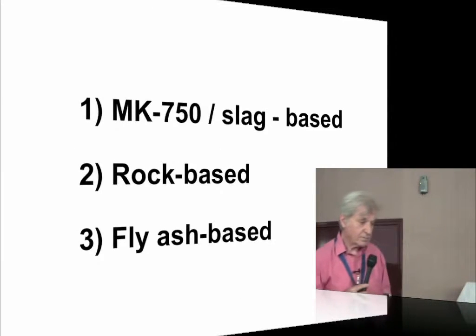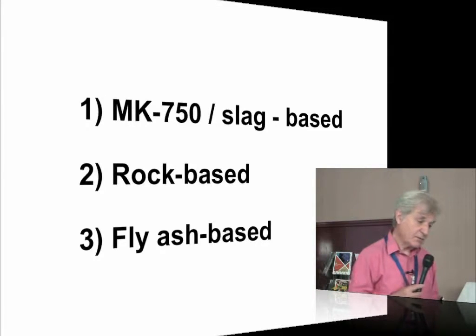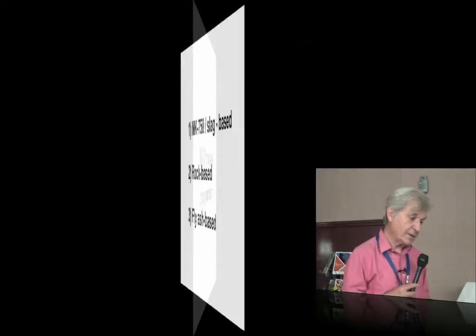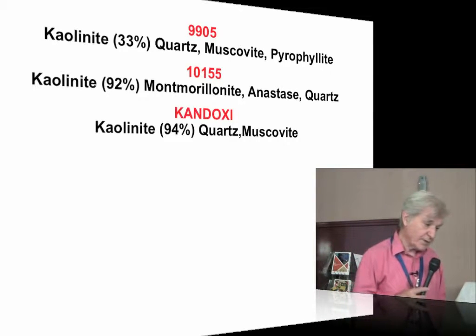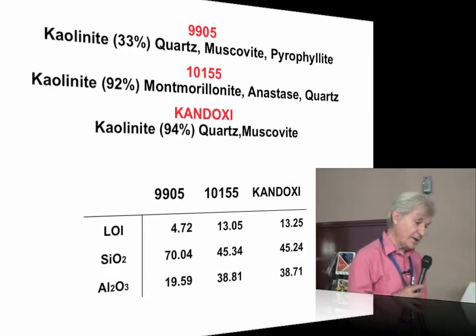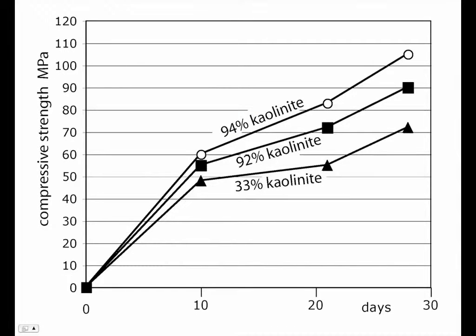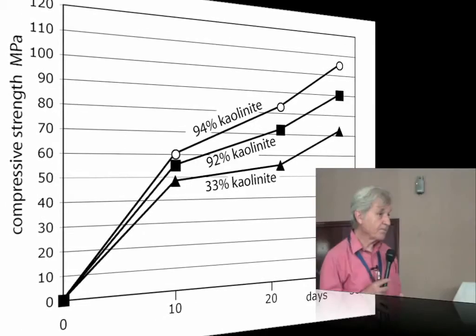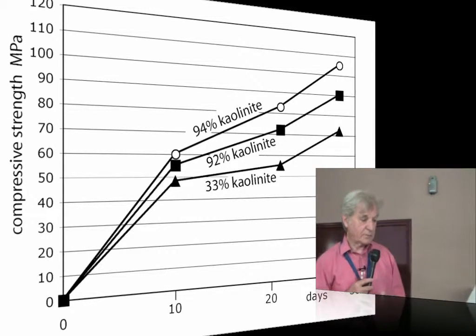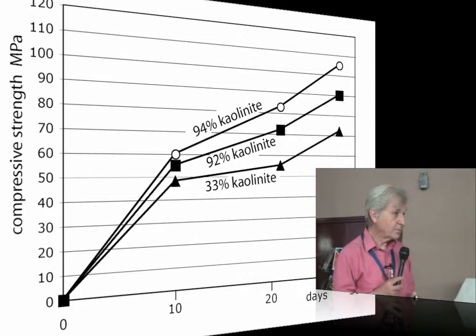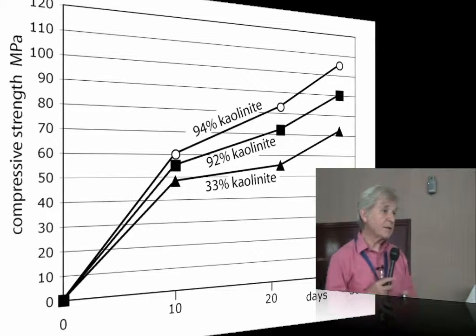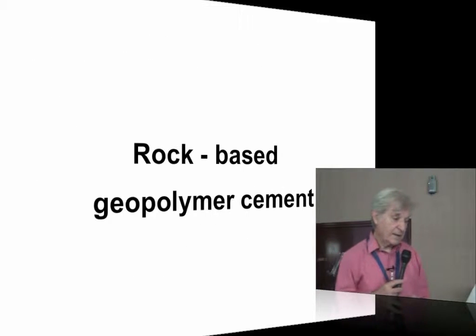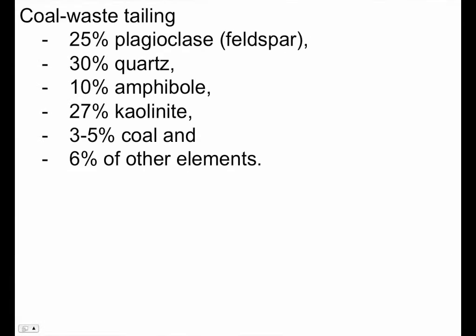So we know we have metakaolin slag-based, rock-based, and fly ash-based, so far three systems. The metakaolin slag-based geopolymer cement, I showed you the three examples where we have a low content of kaolinite and provide, even with 33% of kaolinite, strength as high as 70 MPa. So we have geological material that is providing cement with a low quantity of alkali silicate. Rock-based geopolymer cement is more interesting.